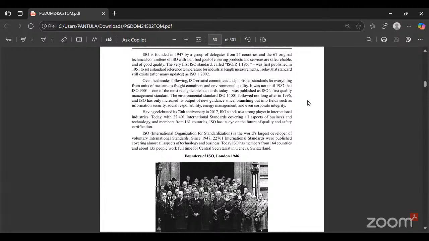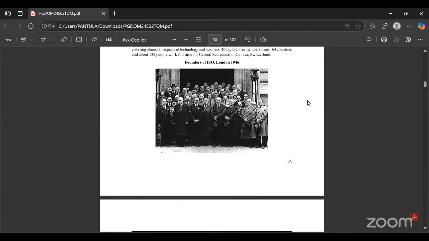Today there are 22,401 international standards covering all aspects of business and technology, with members from 161 countries. ISO has its eye on future quality and safety certification. The International Organization for Standardization is the world's largest developer of voluntary standards since 1947. 22,761 international standards have been published, covering almost all aspects of technology and business. ISO has members from 164 countries, and 135 people work full time at the central office in Switzerland.